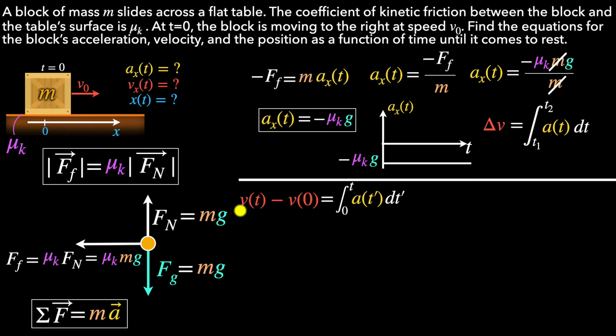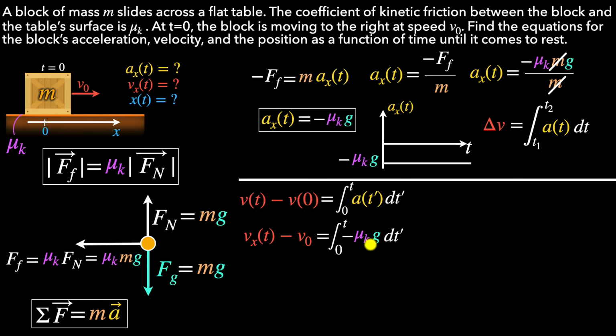Okay, all right. So now we can plug in. What is the final velocity? Since we're only considering the x direction, our final velocity is going to be v_x of t. Our initial velocity is v_0. And that equals the integral from 0 to t. What is the function of acceleration? What is a of t prime? Well, we know acceleration is just a constant. It's negative mu_k g. So it's going to be negative mu_k g times dt prime. So we can now integrate this, and we can find an expression for the velocity. Again, great idea to pause the video and see if you can try this yourself.